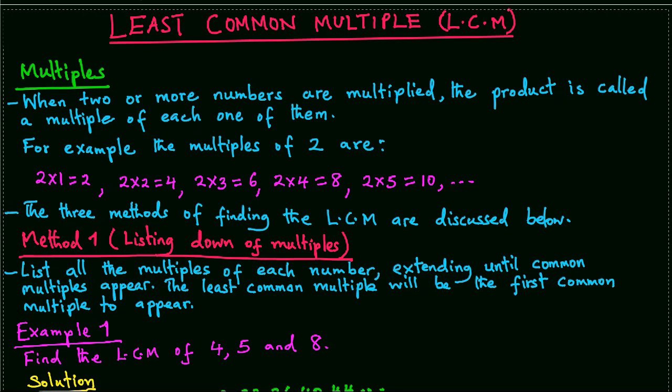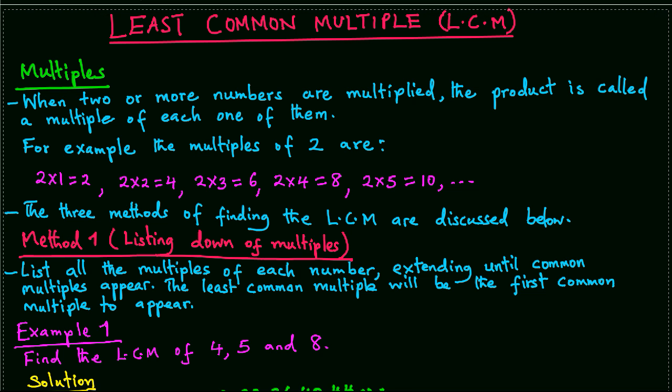Let's talk about least common multiple, commonly known as LCM. So what are multiples? When two or more numbers are multiplied, the product is a multiple of each one of them.